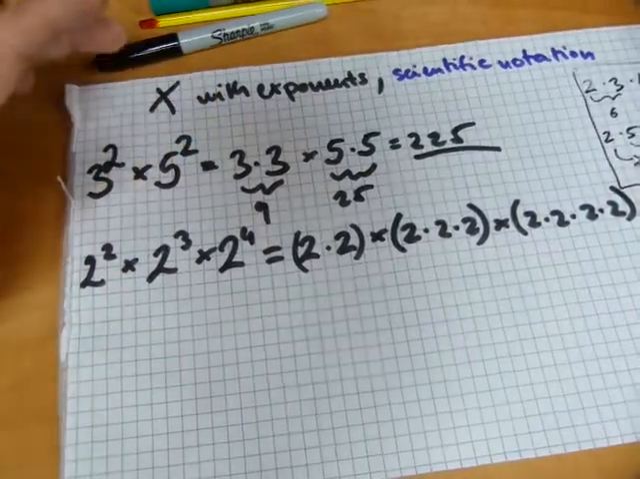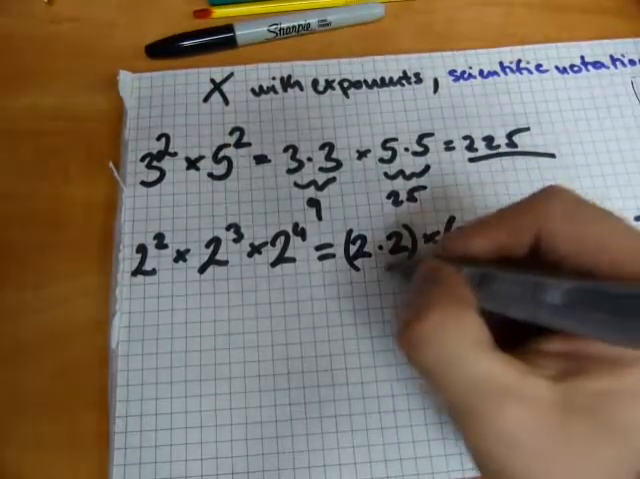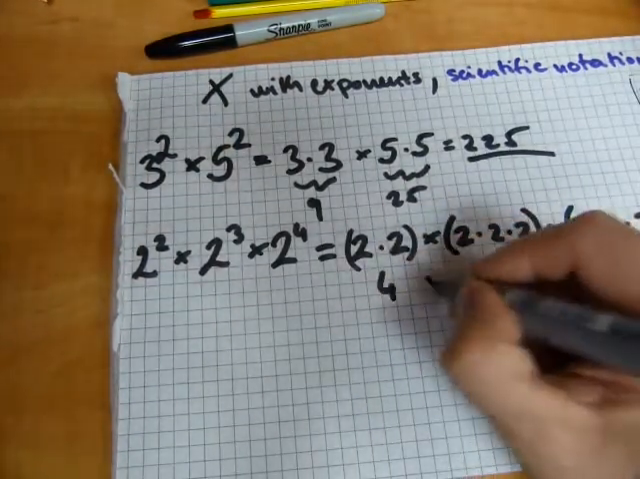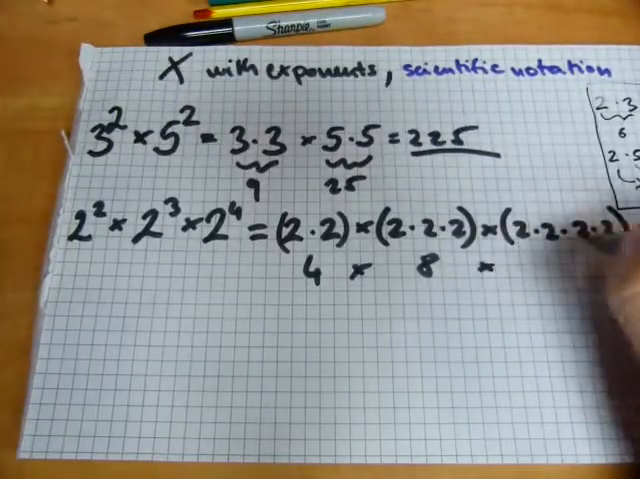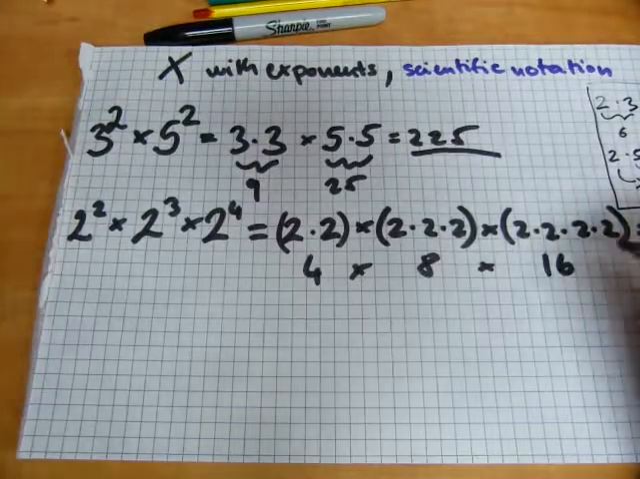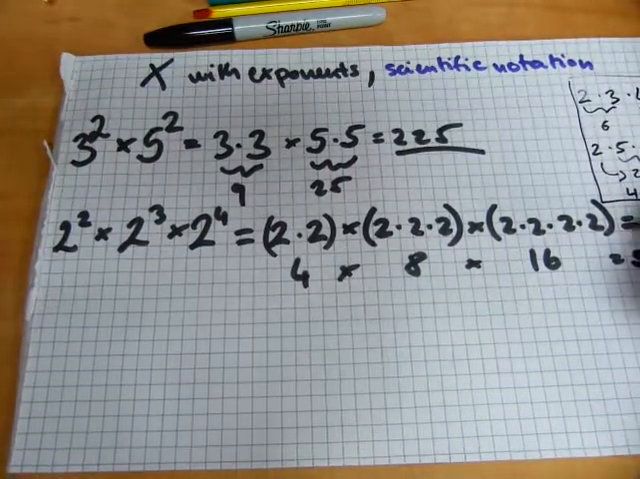Equals. Now you can go, oopsie, there's going to be a shortcut coming up in a sec, but first that's 4 times that one is 8 times that number is 16, so it's 4 times 8 times 16. This number is 512.